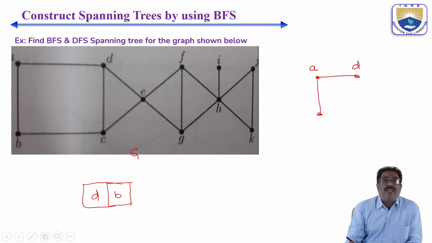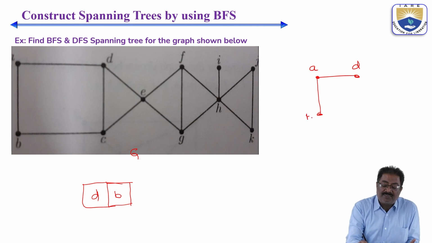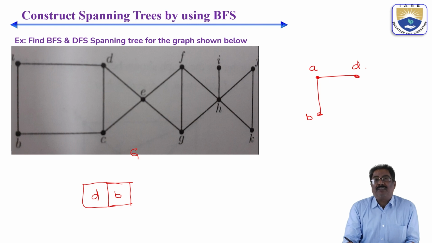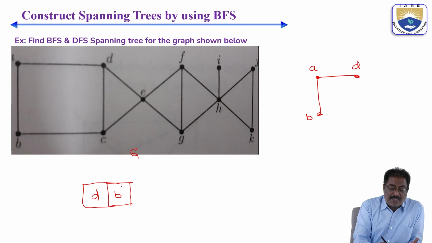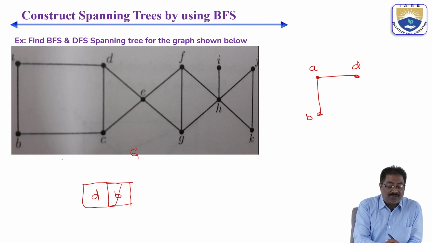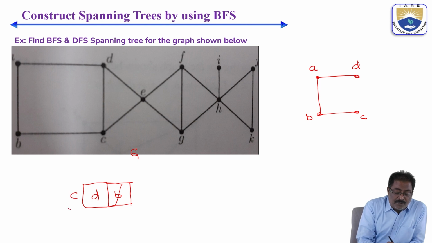After that, there is no other vertex which is not visited. So B is visited and D is visited. Now let us go for B. B is the beginning vertex in the queue. Now concentrate on B, and next, what are the adjacent nodes? The adjacent vertex is C, and we will mark it as visited and put it into the queue.